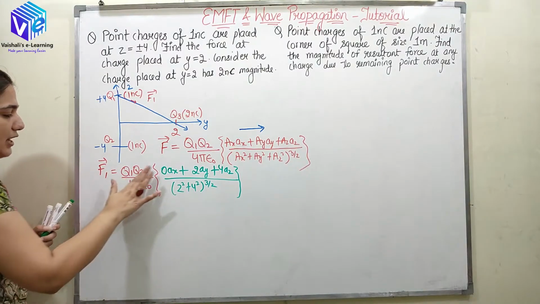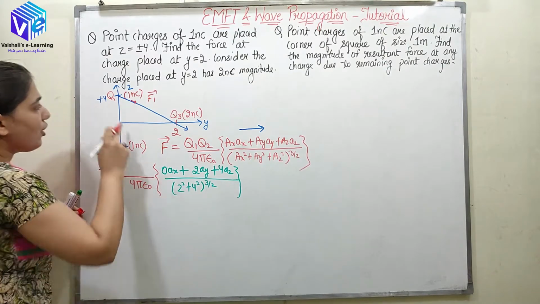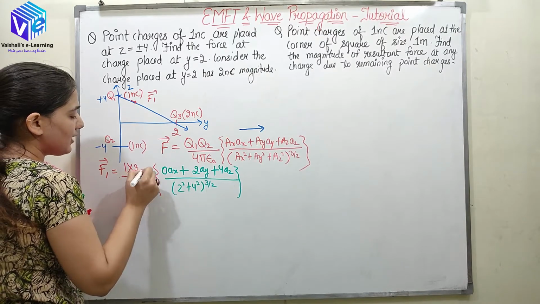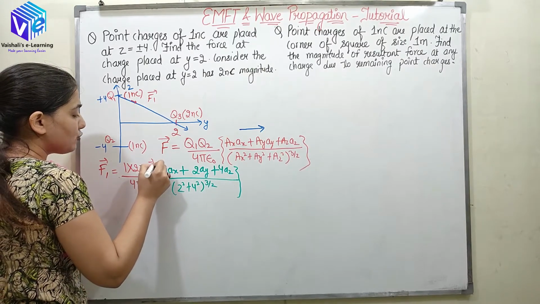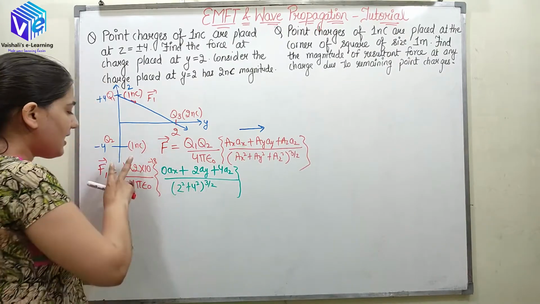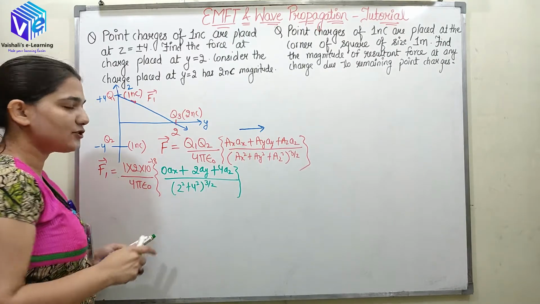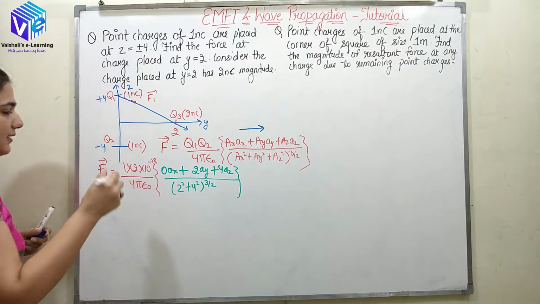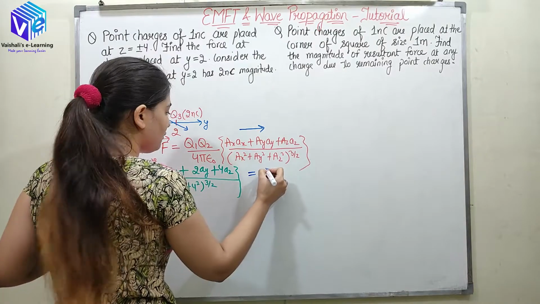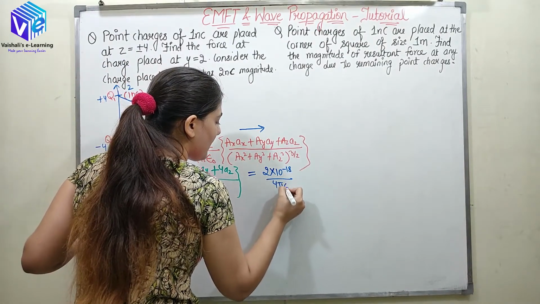Now what is the value of Q1 and Q3? Let's replace these also. The value of Q1 is 1 nanocoulomb and the value of Q3 is 2 nanocoulomb, so into 10 raised to power minus 18. Nanocoulomb is 10 raised to power minus 9, so if I multiply 2 times 10 raised to power minus 9, I get 10 raised to power minus 18. So I directly put 10 raised to power minus 18. So F1 is equal to 2 into 10 raised to power minus 18 upon 4 pi epsilon naught.